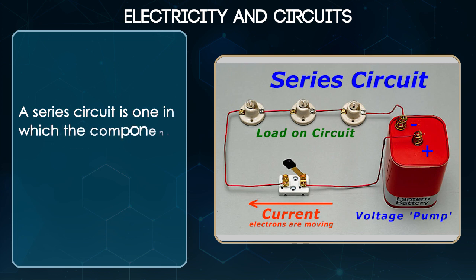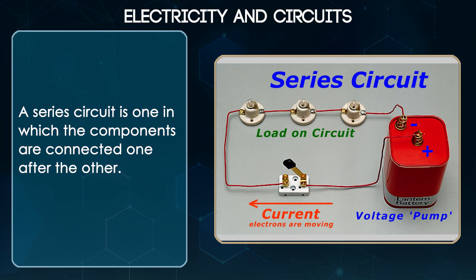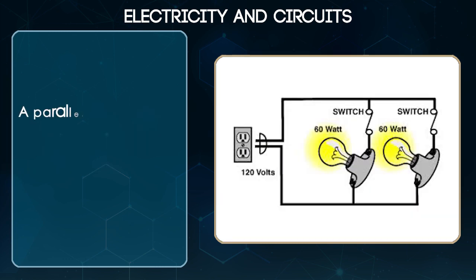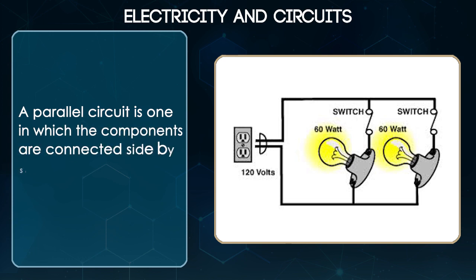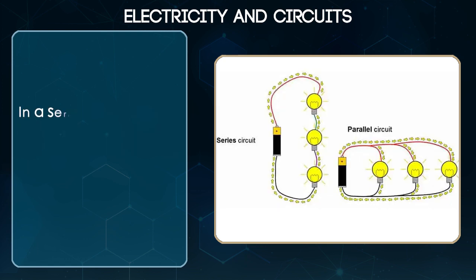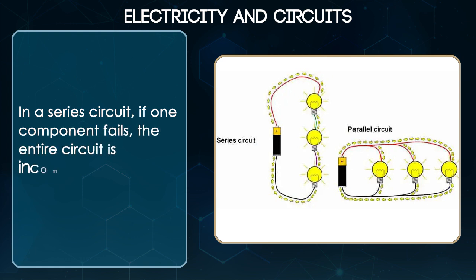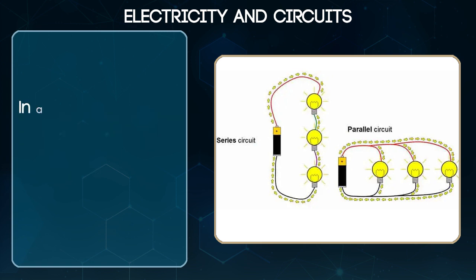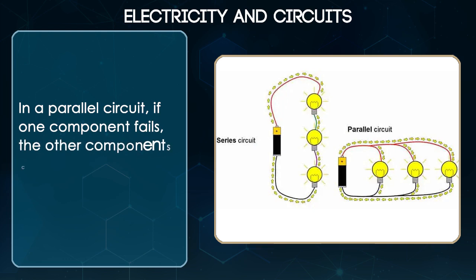A series circuit is one in which the components are connected one after the other. A parallel circuit is one in which the components are connected side by side. In a series circuit, if one component fails, the entire circuit is incomplete. In a parallel circuit, if one component fails, the other components can continue to function.